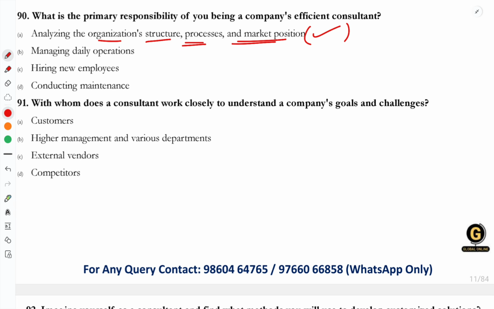Maintaining daily operations, no. Hiring new employees, not at all. Conducting maintenance, absolutely not. Even after looking at the options, you can say these are the wrong options.